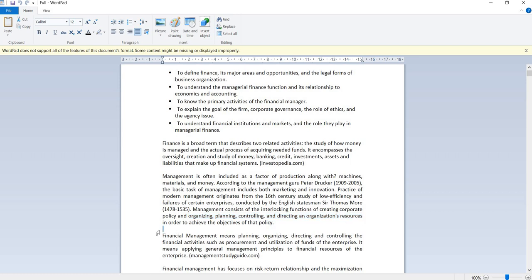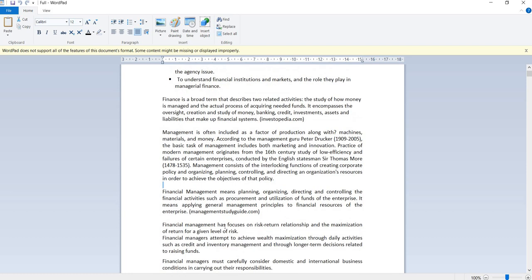So, what is the definition of financial management? Financial management means planning, organizing, directing, and controlling the financial activities such as procurement and utilization of funds of the enterprise. It means applying general management principles to financial resources of the enterprise.